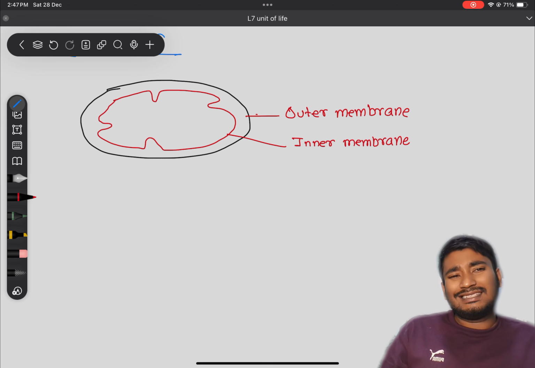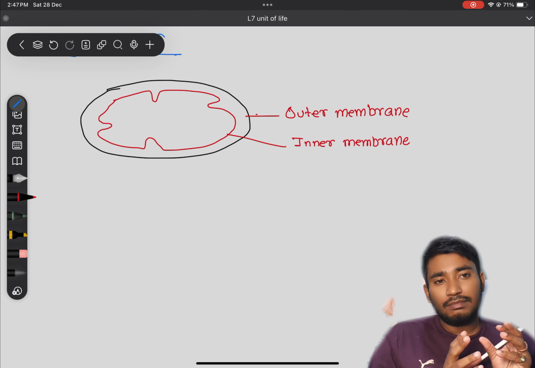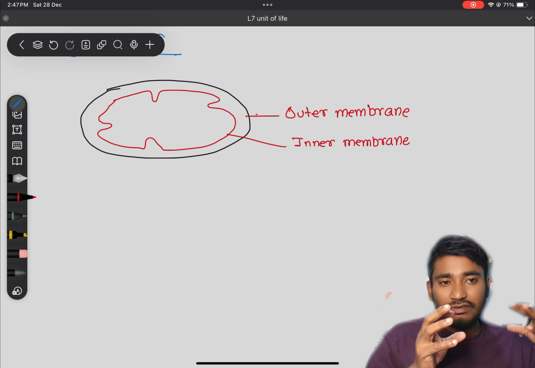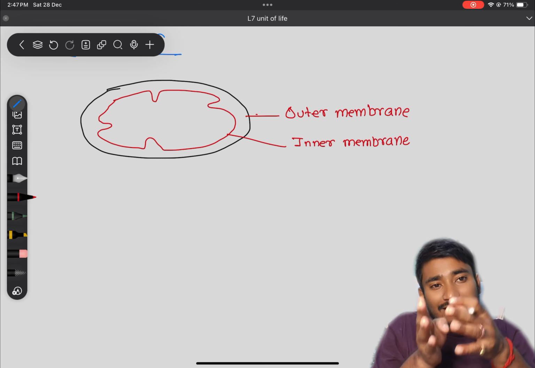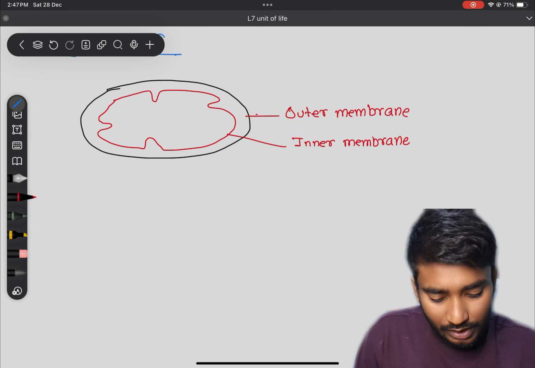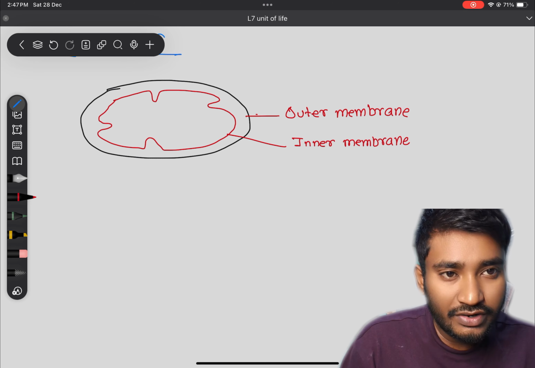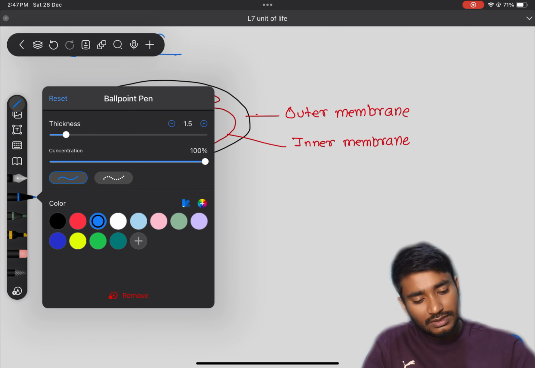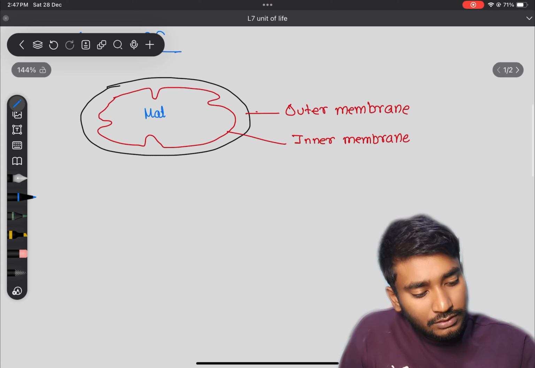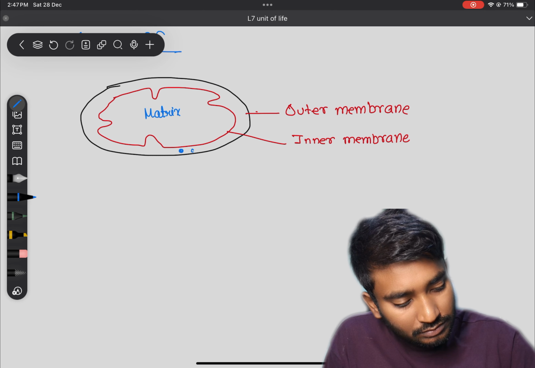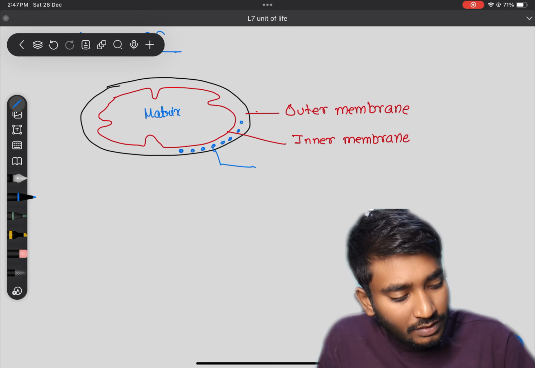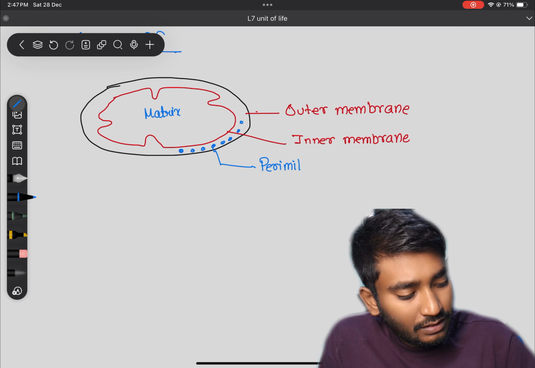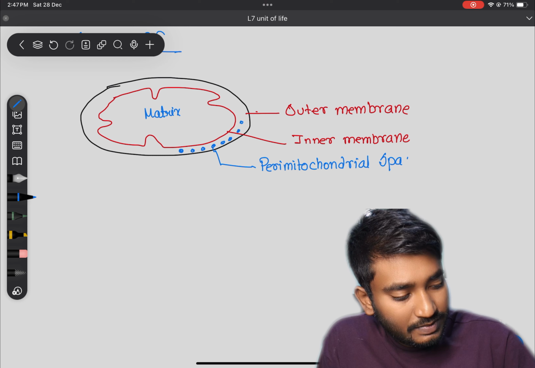So the inner membrane has some foldings. Okay, the inner membrane has some foldings. These foldings are invaginated towards the inside of the inner membrane, towards the matrix level. So inside the inner membrane we call it the matrix, and outside the inner membrane we call it the peri-mitochondrial spaces. Okay, so this is the matrix. And these spaces are the peri-mitochondrial spaces.